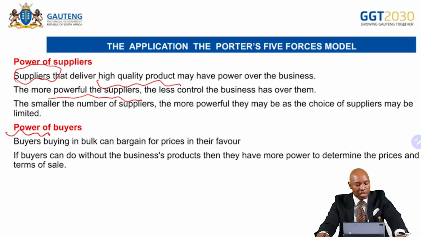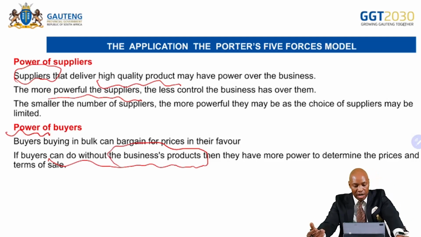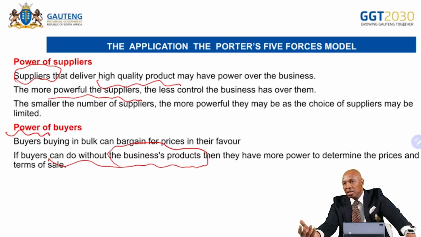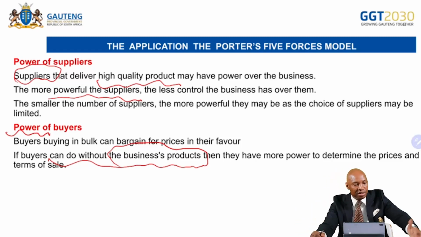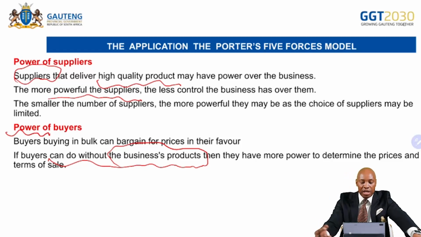Right. Furthermore, you can say if buyers can do without business products, they have more power. So buyers, they don't need your product. They have more power to determine the price. So it's like they're doing you a favor when they buy from you. They can say, no, but then we can still go on. Life can still go on without your products. Then they have power to determine the price. Only if you reduce the price, then they also dictate the terms of sale. They are telling you because they are holding power.